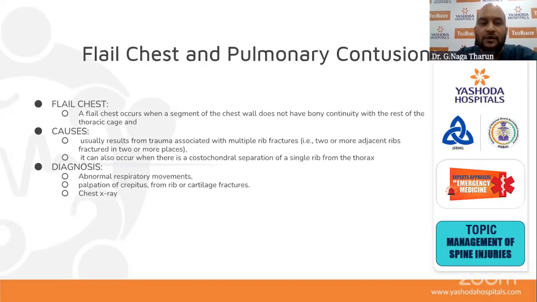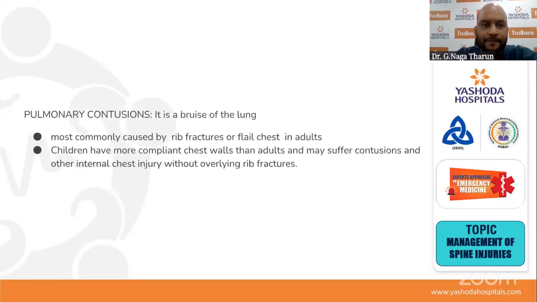Diagnosis can be done by abnormal respiratory movements and palpation of crepitus from rib or cartilage fractures. X-ray would be the definite finding for flail chest and pulmonary contusion. Pulmonary contusion is a bruise of the lung. It is most commonly caused by rib fractures or flail chest in adults. Children have more compliant chest walls than adults and may suffer contusions and other internal chest injuries without overlying rib fractures.